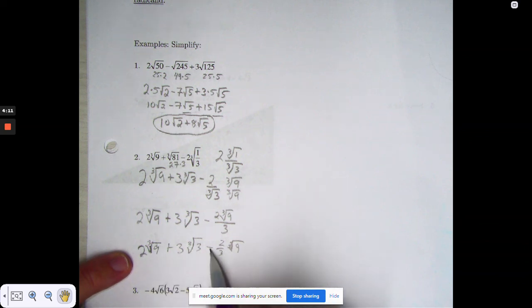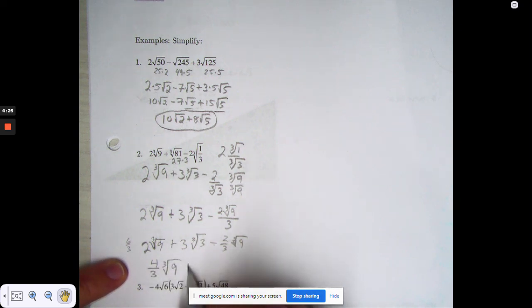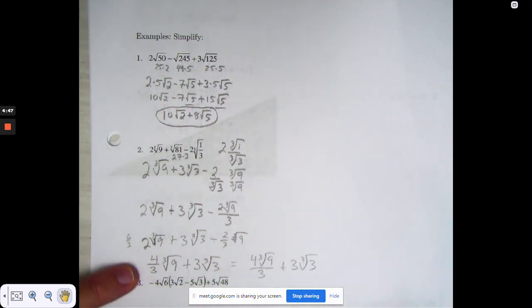So you have 2 minus 2/3. So remember, 2 is the same as 6/3. So this is really 6/3 minus 2/3, which gives you 4/3 times the cube root of 9 plus 3 times the cube root of 3. And then there's no more that you can bring together there. Now, if you did want to write this with this on top, you could also write this as 4 times the cube root of 9 over 3 plus 3 times the cube root of 3. Either one of those would be a perfectly acceptable answer.